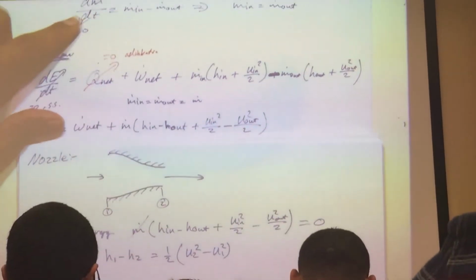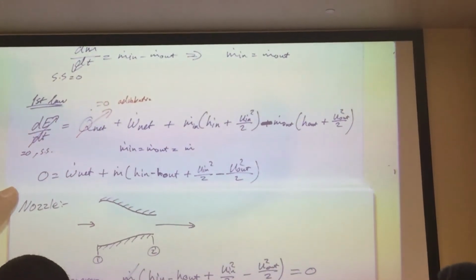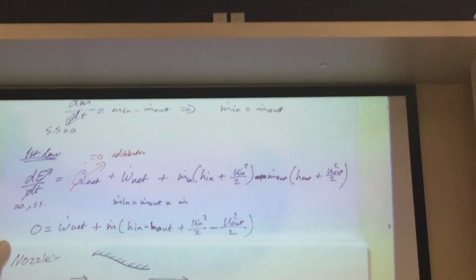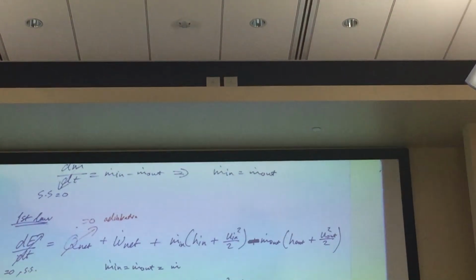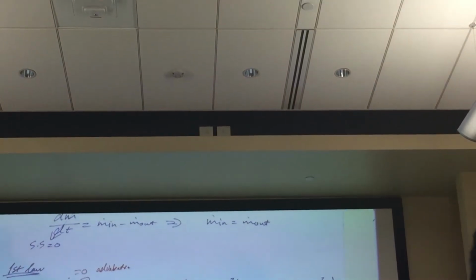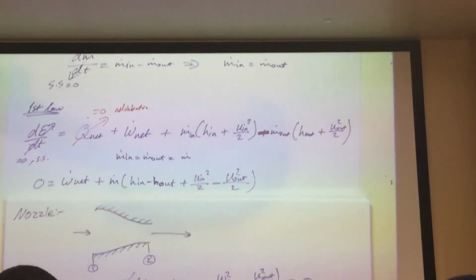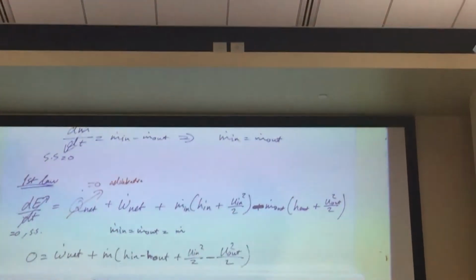So if I applied it to this system, right, I get the rate of change in enthalpy is equal to my kinetic energy. I have no work being done here. I have my flow work. Where's my flow work? Do I have work being done here?